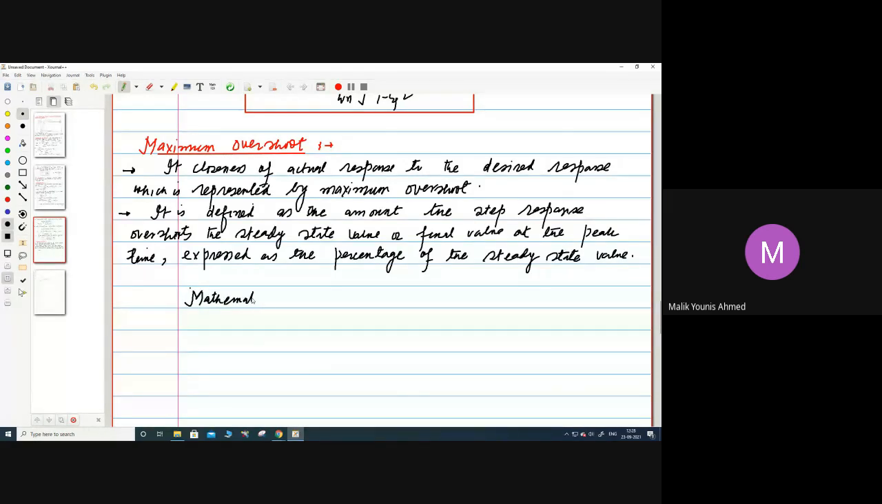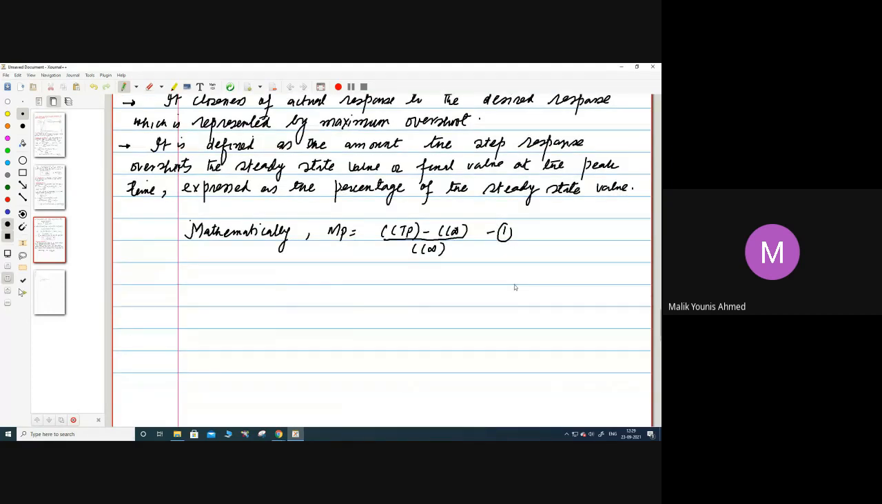Mathematically, this is represented by Mp. Mp is C(tp), the maximum peak, minus the final value, that is the steady state value, divided by the final value, multiplied by 100. Now next is the expression for Mp, that is, maximum overshoot.